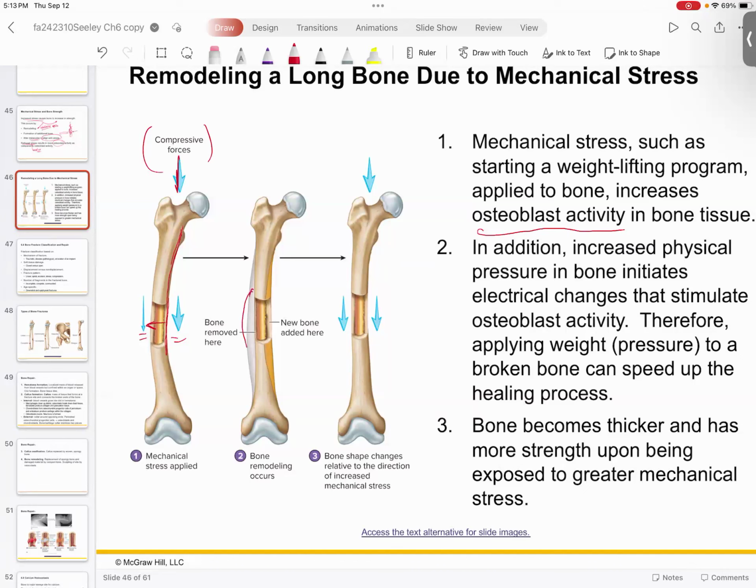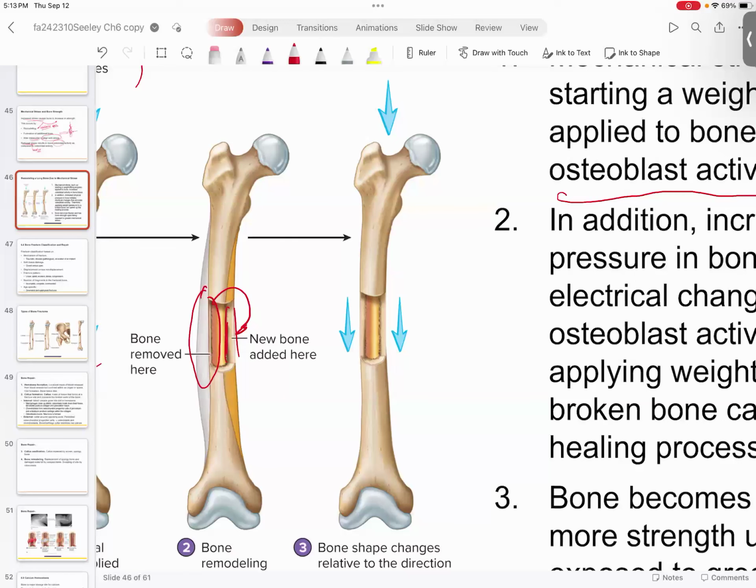So this is the lateral side. You're going to remove bone from there because there's not a lot of stress over there. And you're going to add that bony matrix and thicken up the compact bone on the medial side because that's experiencing greater stress. So ultimately, the collar of the bone, if you take a look at it, is going to be thicker on the medial side where you're experiencing the most stress.